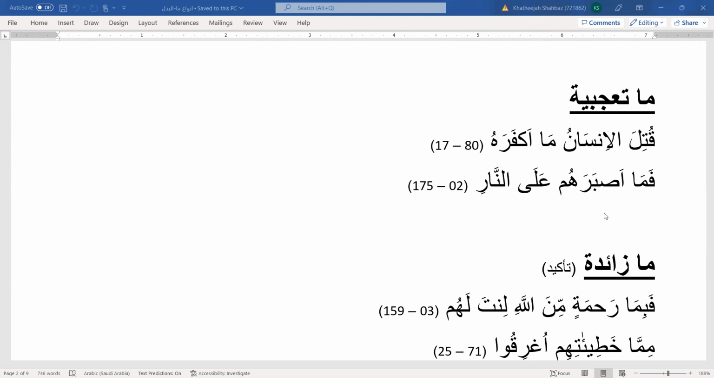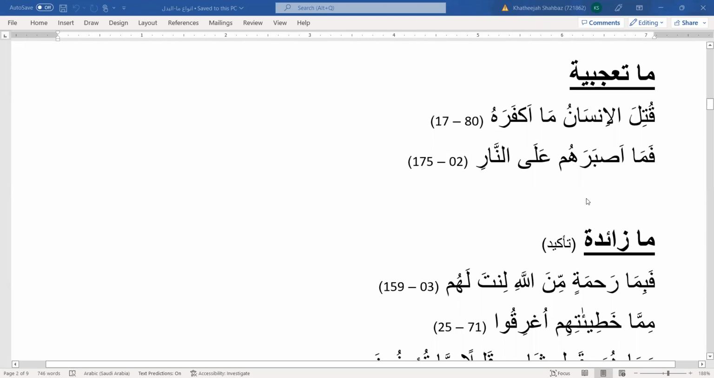Similarly, ma asbara, similar pattern here. Fama asbarahum ala nar, and how patient they are upon fire. So ma asbara. This ma is used to describe amazement. So you can say ma of amazement. Ma ta'ajjubiyya. And it comes in ma af'ala pattern. Very simple. And it is used to describe amazement.